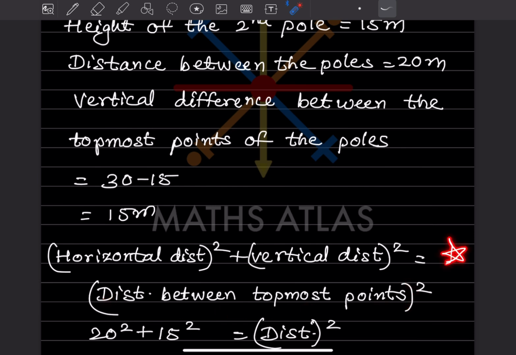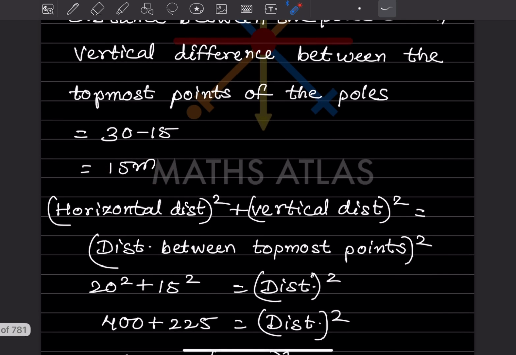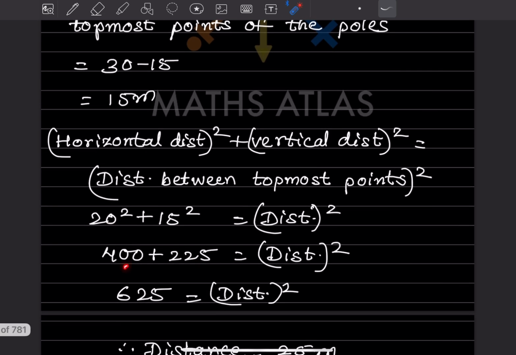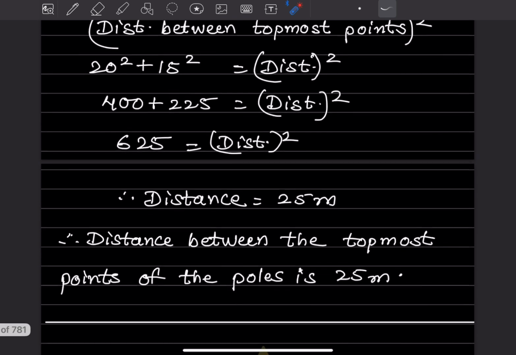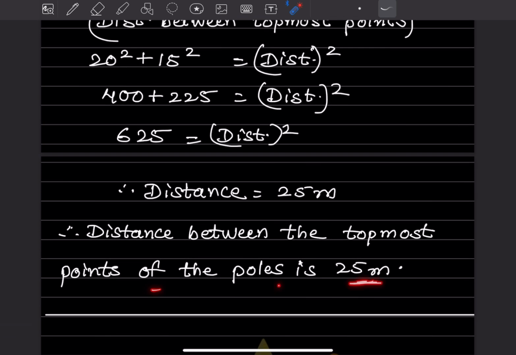So this is an important step. The horizontal distance, the difference between the two poles, is 20 meters. So 20 squared plus the vertical distance, which after taking the difference is 15, so 15 squared, is the distance squared. So this will be 400 plus 225, so 625 is the distance squared. When you take the square root of this, it will be 25 meters. So the distance between the topmost points of the poles is 25 meters.